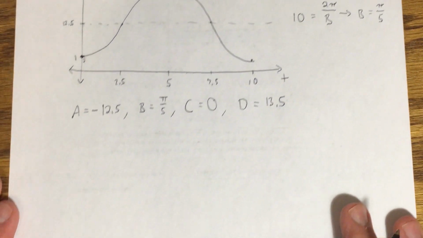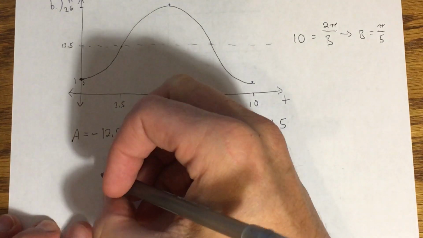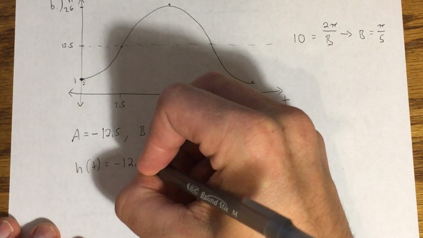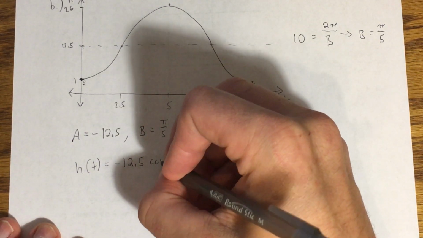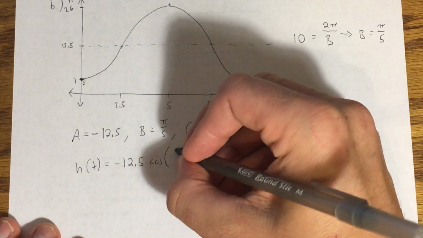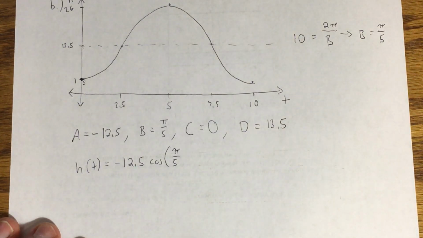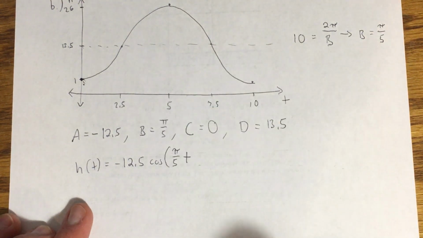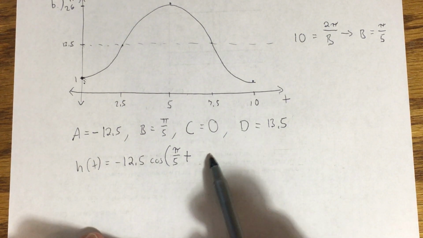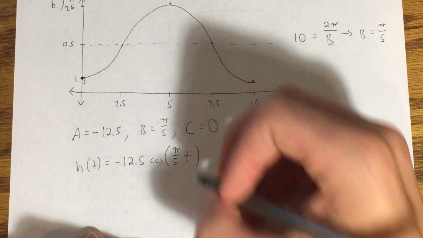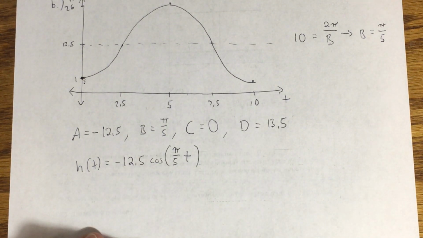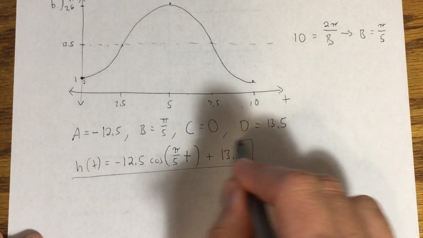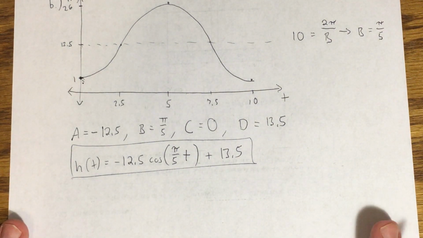I want to put all of this information into a cosine function, giving me h of t equals a, which is negative 12.5, cosine of bx, so b is pi over 5. I'm actually not going to use an x because here our variable is t, so it's pi over 5 t, minus c, but minus 0 is unnecessary to write because that wouldn't change the pi over 5 t here, so I'm just going to leave it at that, plus d, plus 13.5. That would be the function that I want to use for b.